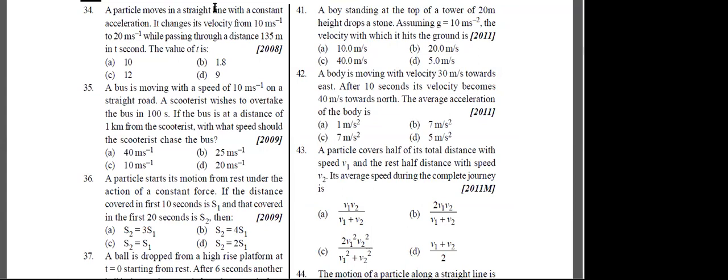Okay, so I guess all of you can understand the problem, right? It is based on relative velocity. The bus is moving with 10 meters per second, and the scooterist wishes to take over the bus in 100 seconds. So time is 100. Velocity of bus is 10 meters per second. The bus is at a distance of 1 kilometer from the scooterist, so the distance between the bus and scooterist is 1000 meters. So with what speed does the scooterist chase the bus?